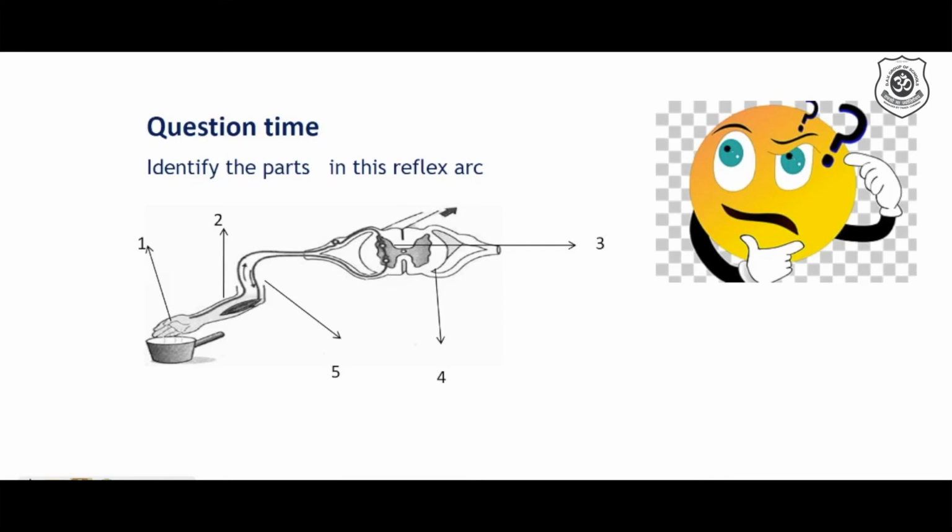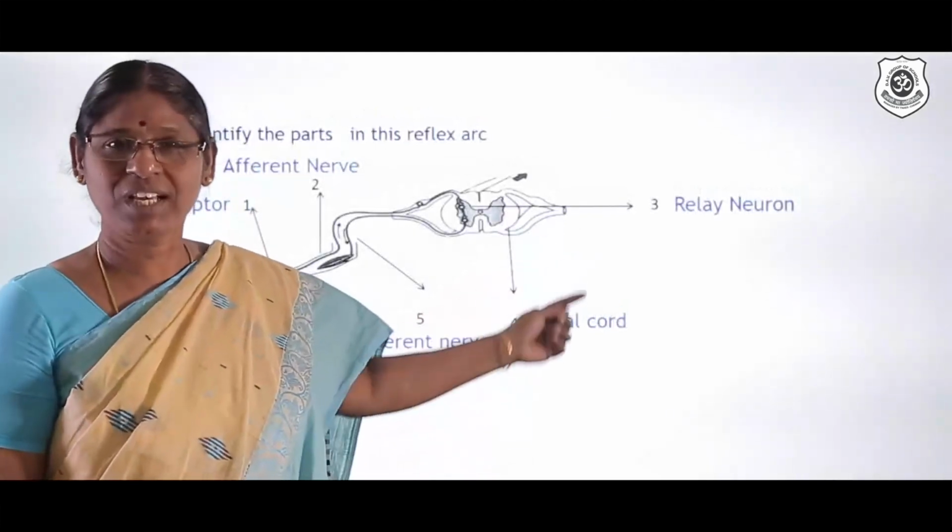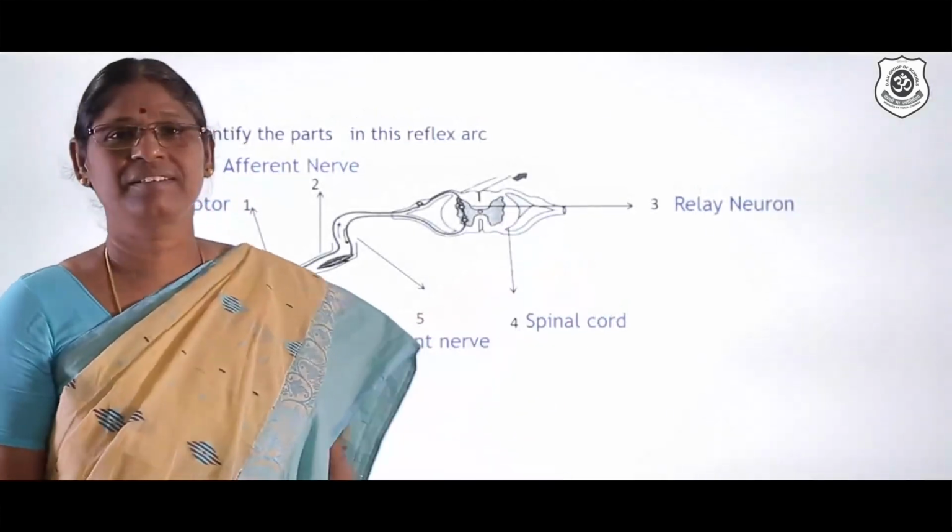Let's see the answer. Now let us see the answers. These are the answers for your reference. Number 1 is a receptor. Number 2 is a nerve, that is afferent nerve. Then number 3 is relay neuron. And the fourth part is the part where the decision is taken, and that is spinal cord. And the fifth part is the efferent nerve. Did you check the answer? Were they all correct? I hope it is correct.